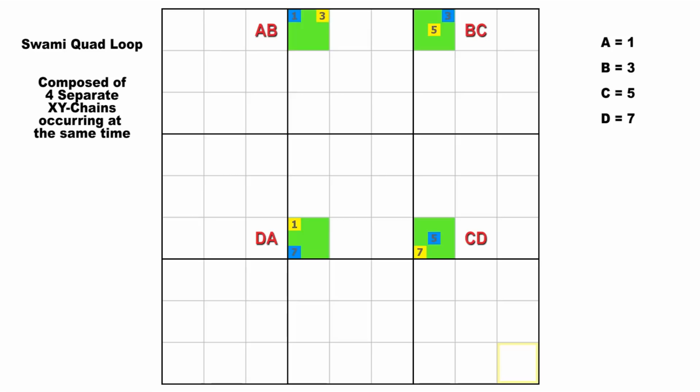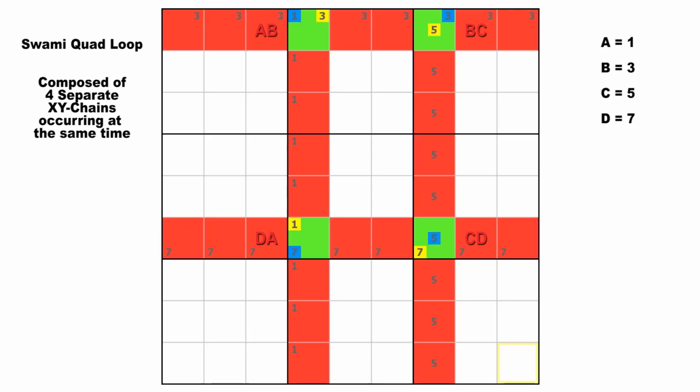Notice that because of this configuration, you are able to make candidate eliminations in 4 houses. All those candidates in the red cells are false.